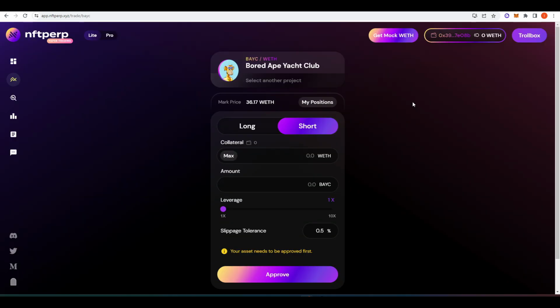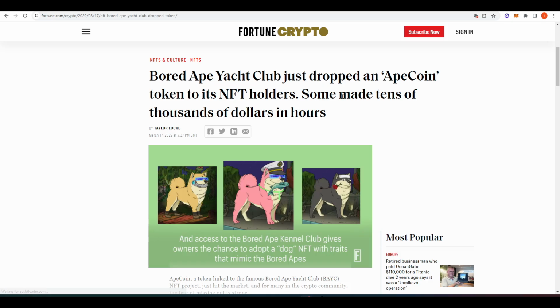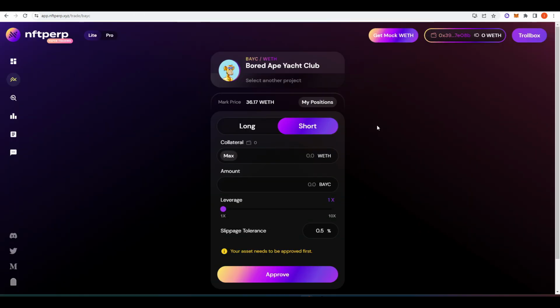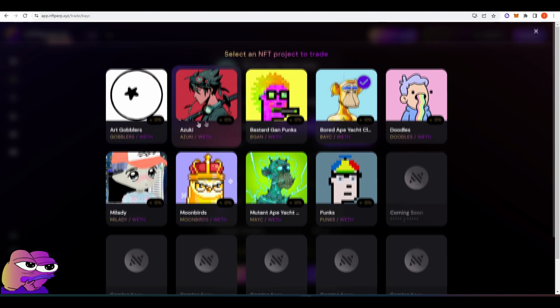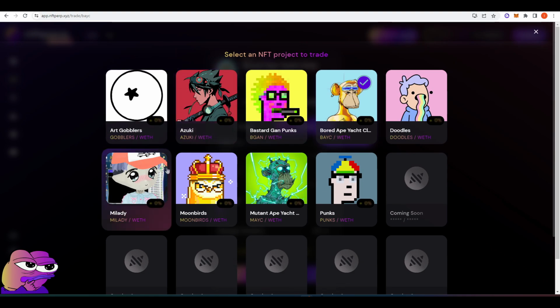Now, NFT Perp wasn't around when the Bored Ape Yacht Club did this airdrop, but you can use this in the future for other big NFTs. So NFT Perp is exactly what it sounds like. You can go ahead and trade NFT perpetual futures, going long or short on a bunch of different projects here: Art Gobblers, Azuki, Milady, Moonbirds, and Bored Ape.